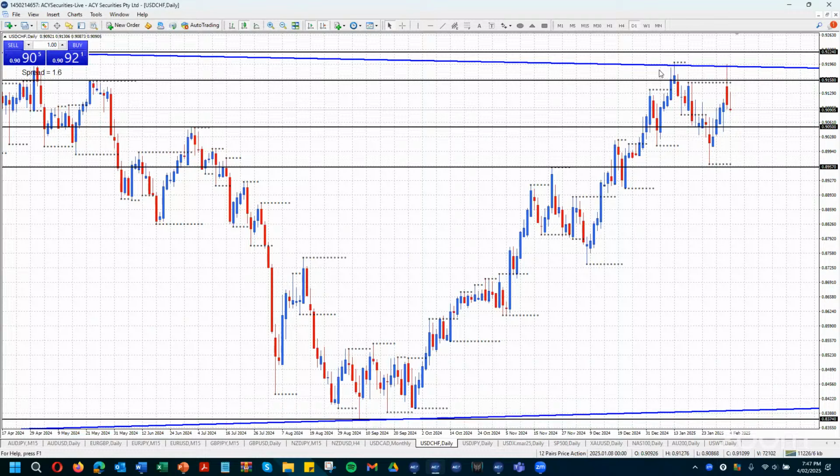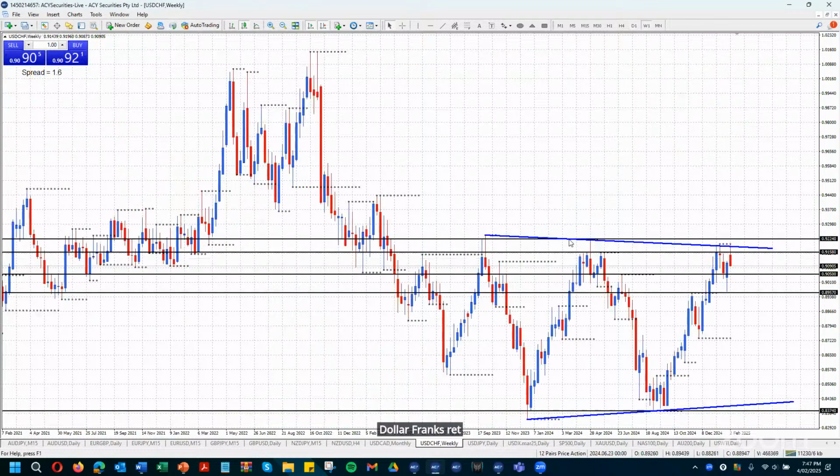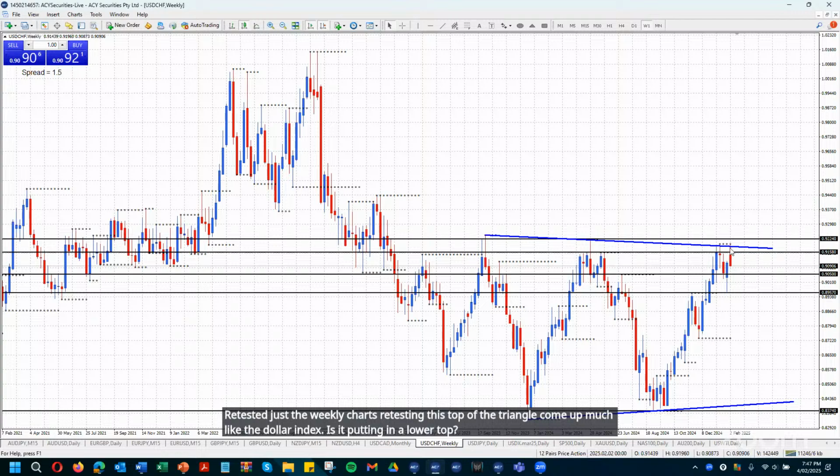All right, dollar franc retested, just the weekly charts retesting this top of the triangle. Come up, much like the dollar index. Is it putting in a lower top? It's come back up to where all the sellers are. Sellers are here. Sellers are here. There's the diagonal selling line where we've been holding.